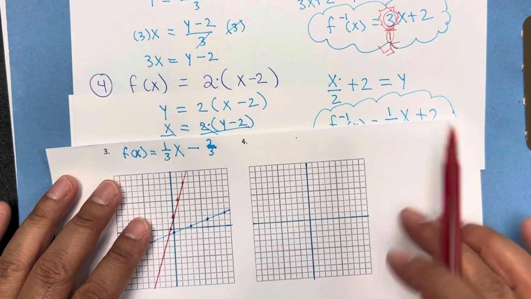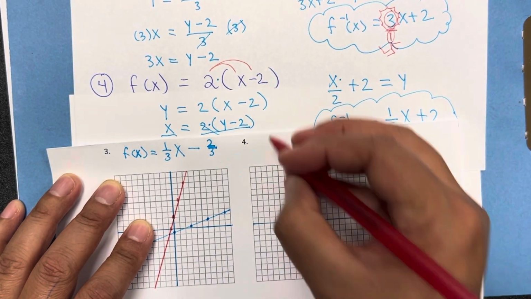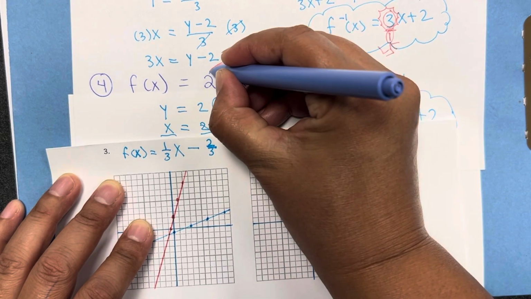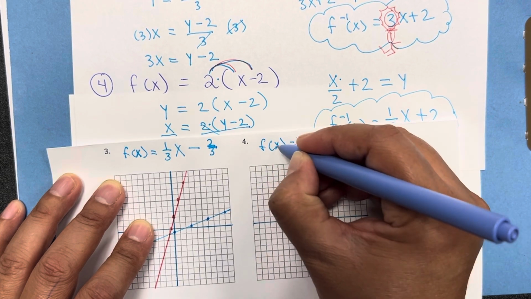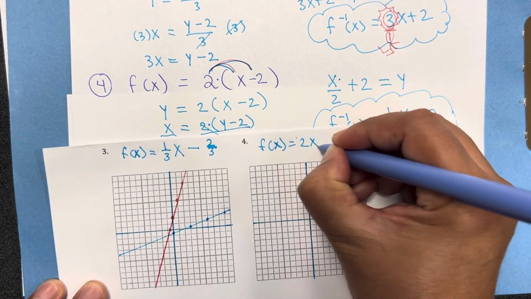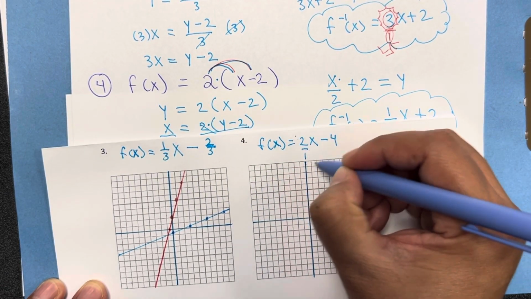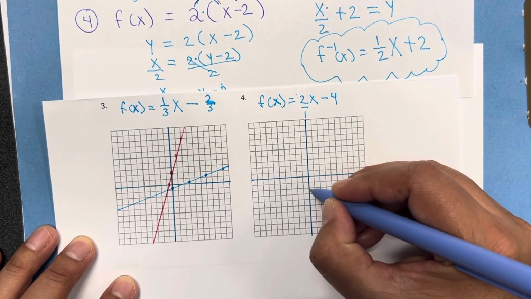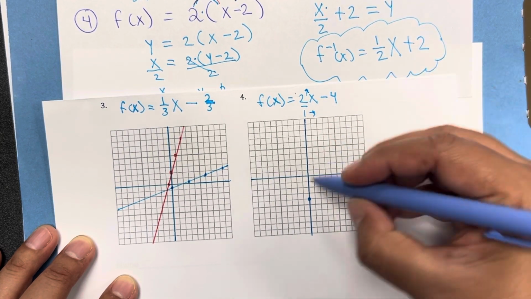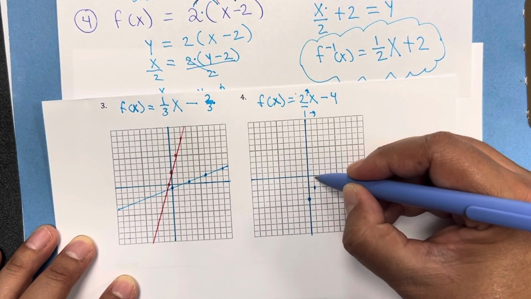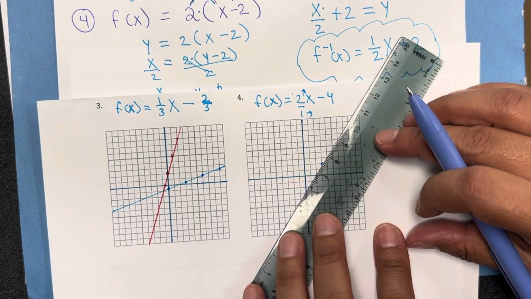And number 4, for this one to be in y equals mx plus b, you have to do distributive property. And so you're going to have f of x equals 2 times x is 2x, 2 times -2 is -4, and then we're just going to put this over 1 for the rise and run. -4 is my initial point, so 1, 2, 3, 4, and then you go 2 up and 1 to the right. So 1, 2, 1, 1, 2, 1, and then you just draw your line.